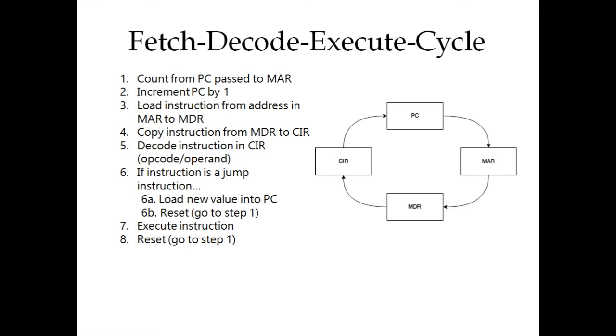The current instruction register then decodes the instruction. If the instruction is a jump instruction, the operand is used to load a new value into the program counter. It then resets the cycle. If not a jump instruction, the instruction is executed. When that is done, the cycle is reset. Remember that this cycle is repeated continuously.